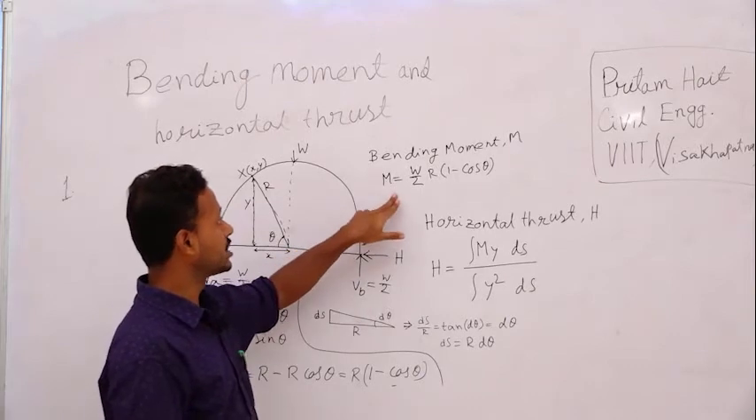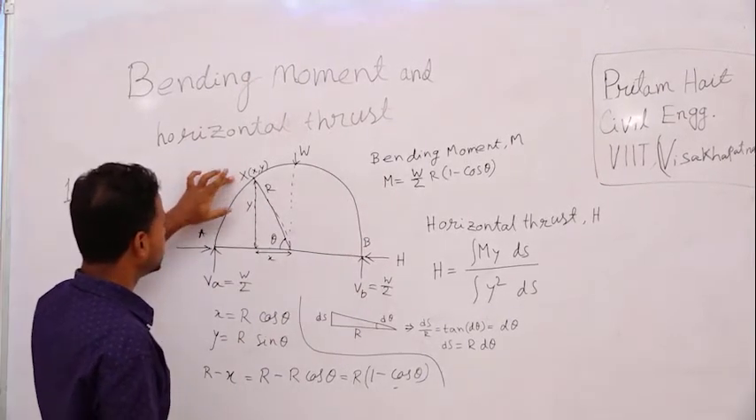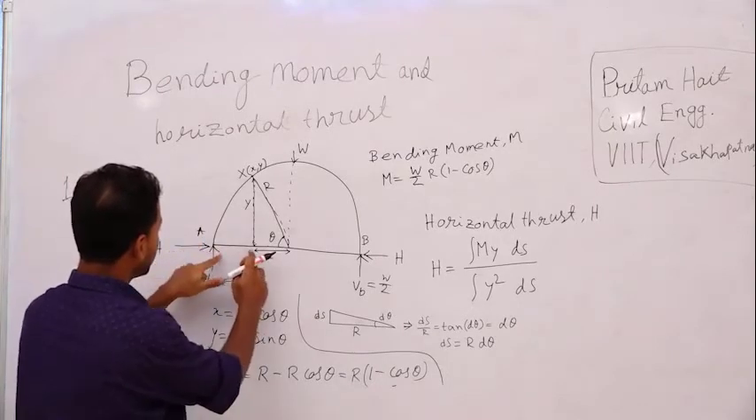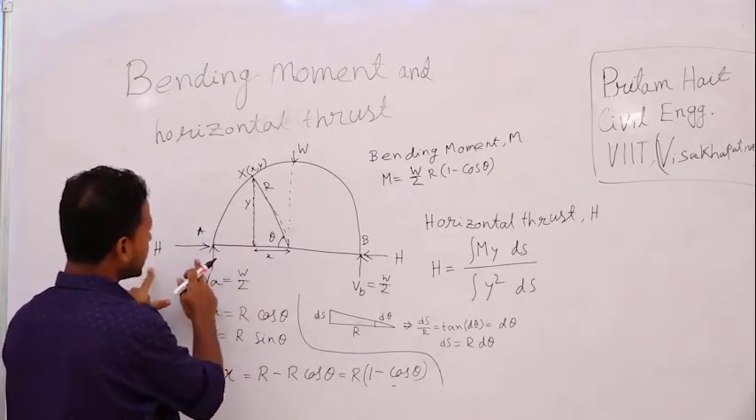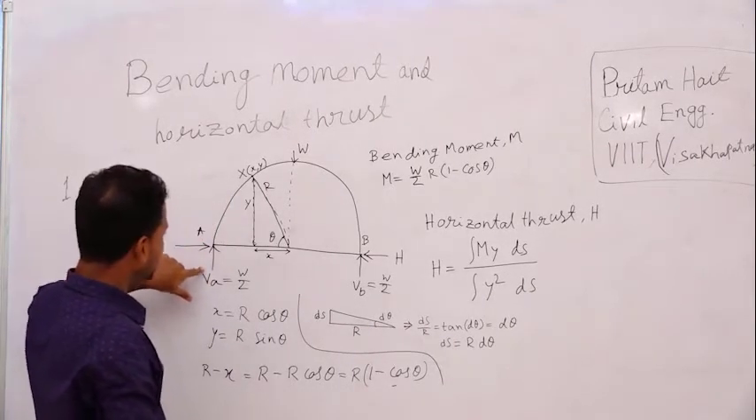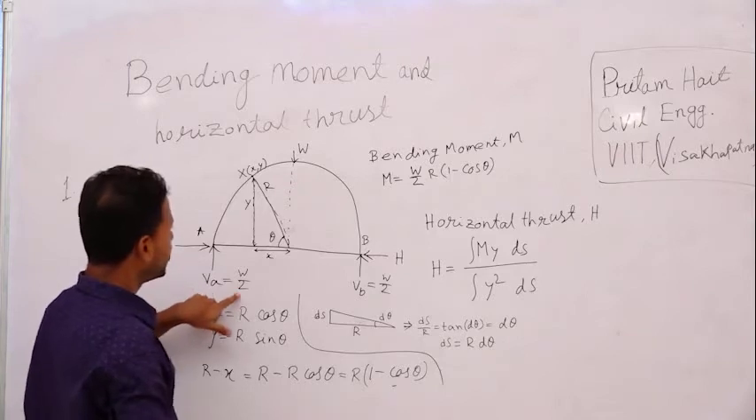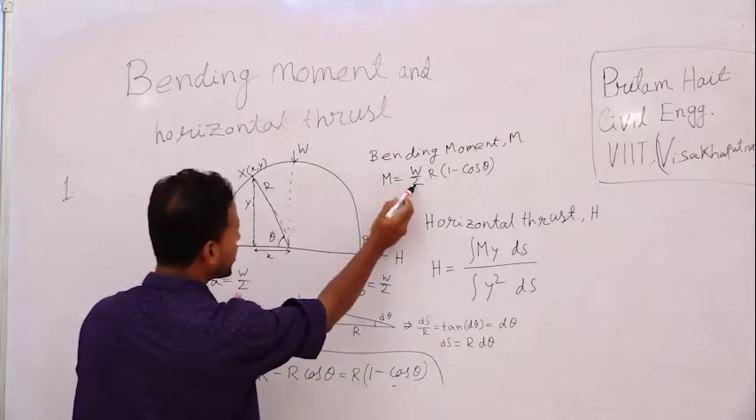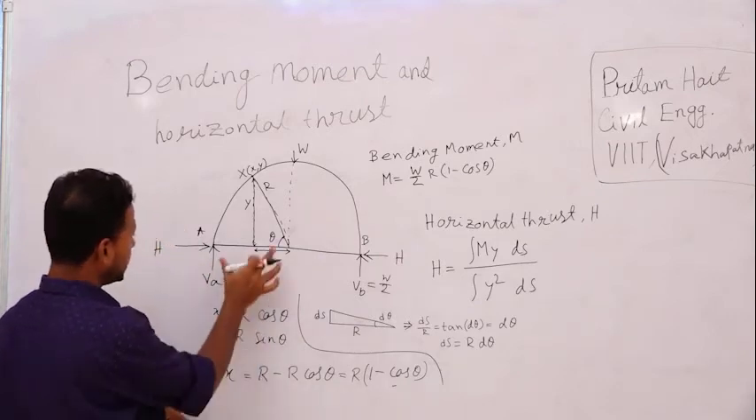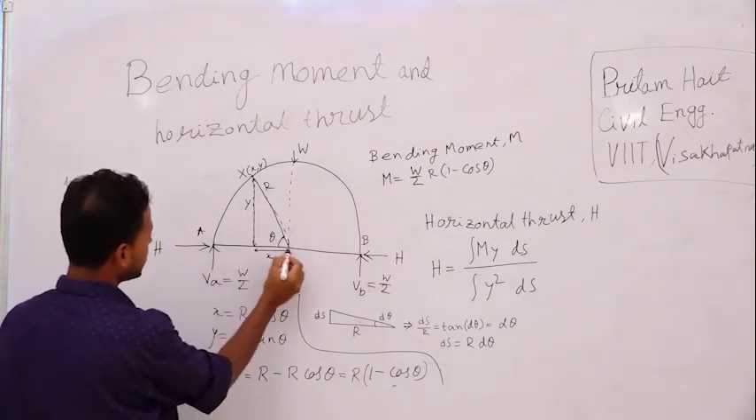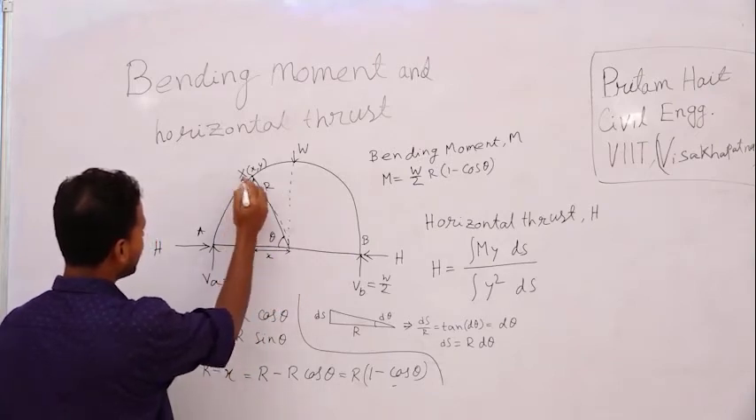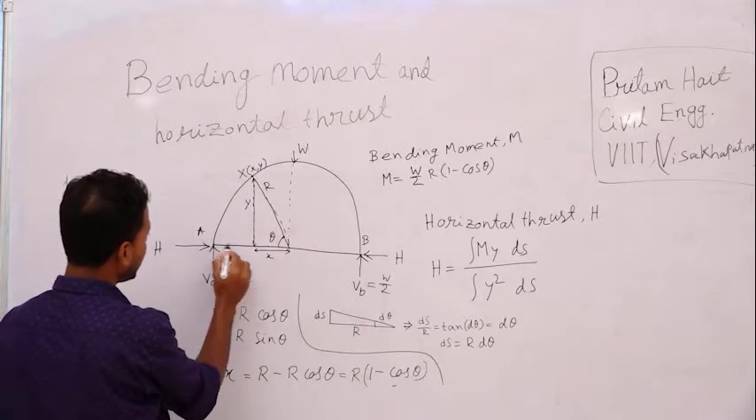Now the bending moment at point X is VA into this distance. VA is W by 2, so I wrote W by 2, and this distance means r minus x. This is r distance, this point to this point is r distance, and this is x. So the effective lever arm about point X will be from here to here.